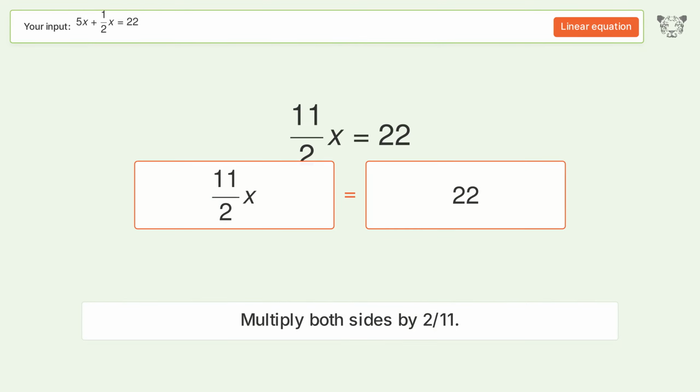The variable coefficient is 11 over 2. Multiply both sides by its reciprocal, 2 over 11, so the coefficient becomes 1.